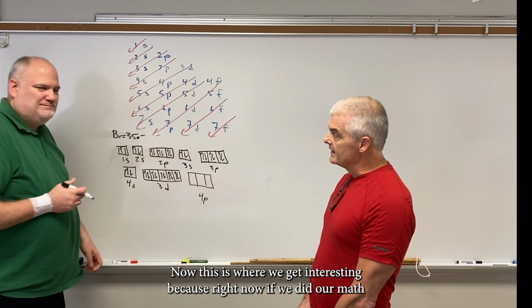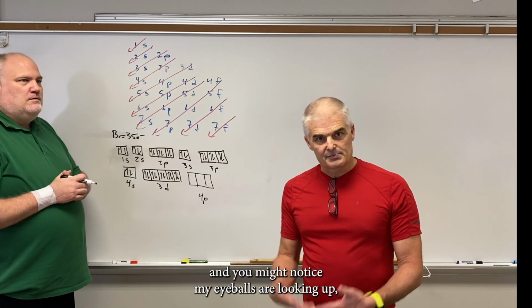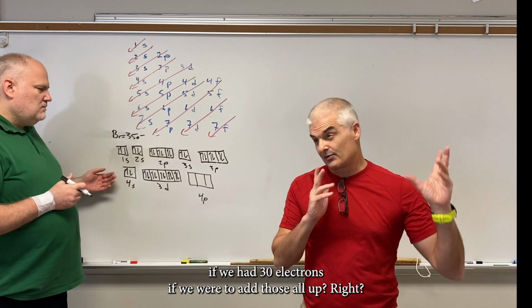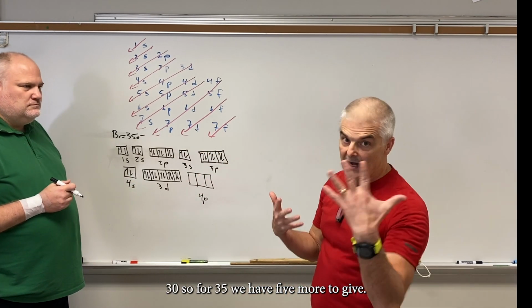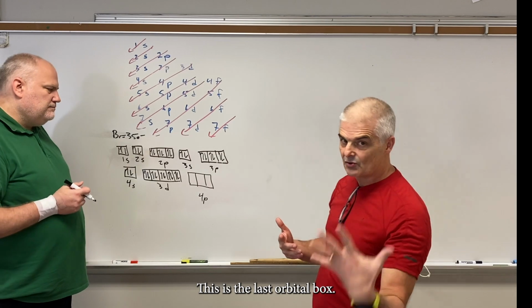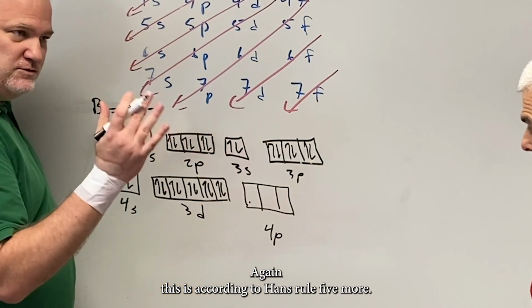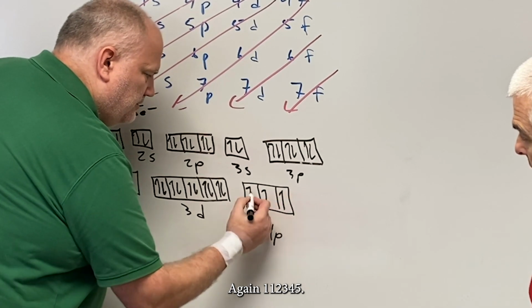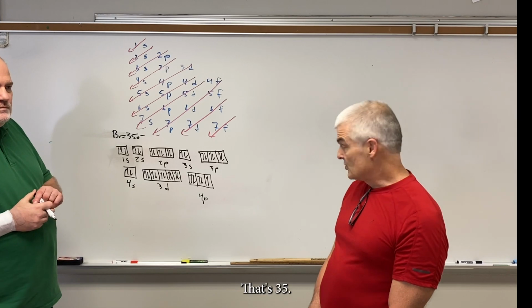Now, this is where we get interesting, because right now, if we did our math, and you might notice my eyeballs are looking over at the periodic table. We're going to talk later about how that kind of works. We have 30 electrons. If we were to add those all up, we're at 30. So for 35, we have 5 more to give. This is the last orbital box. So what would you do? We're going to put 1 in each one. Again, this is according to Hund's rule. 5 more to give, right? 1, 2, 3, 4, 5. And that's it. That's 35.